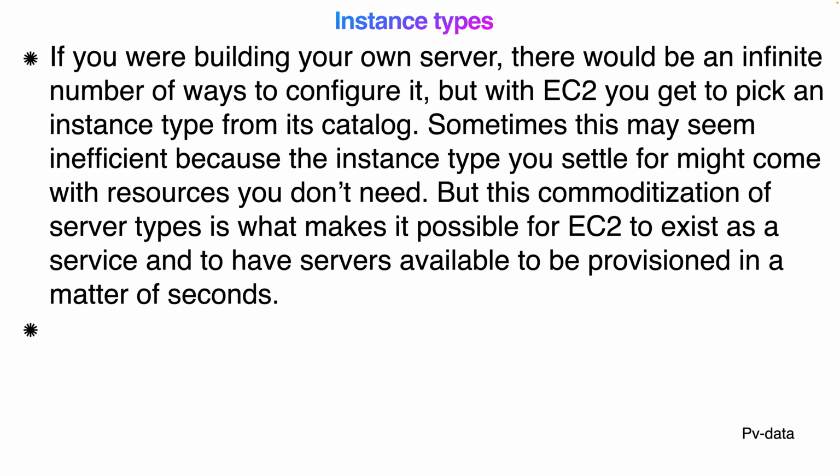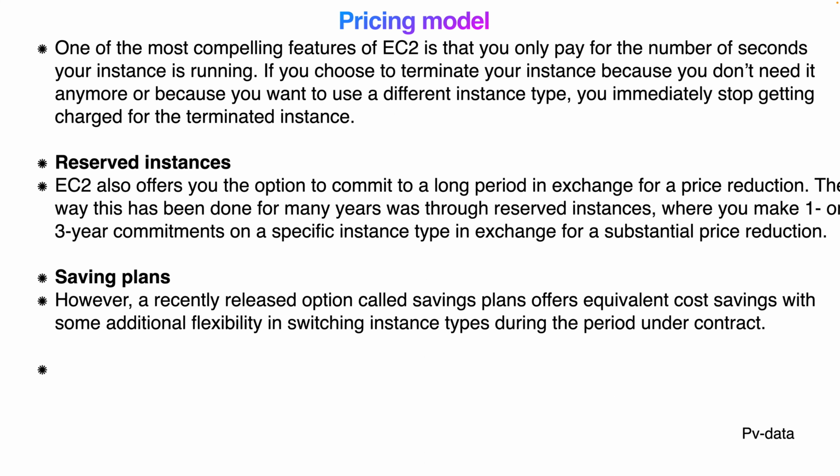If you are building your own server, there would be an infinite number of ways to configure it. But with EC2 you pick an instance type from the catalog. Sometimes this may seem inefficient because the instance type you settle on might come with resources that you don't need, but this standardization of server types is what makes it possible for EC2 to exist as a service. To get a server is just a matter of seconds.